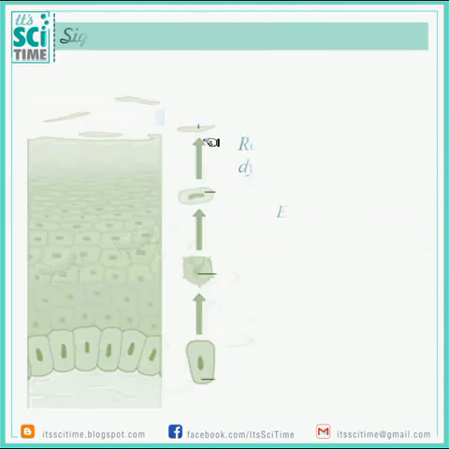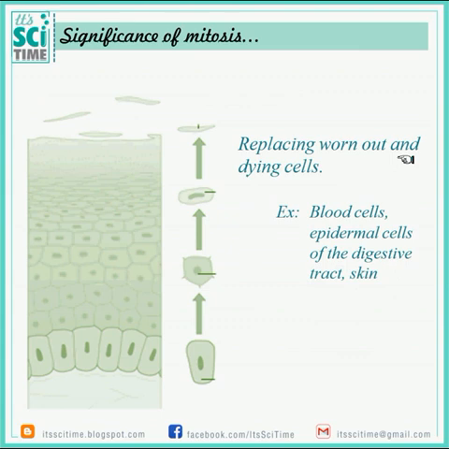Look at the next one: replacing worn out or dying cells. Normally this is a skin cell. You can see in this figure that skin cells are dying off and being removed, but new cells must be produced, and the new cells should also be copies of the previous ones. There should be consistency of cell division, which is maintained by the mitosis process.